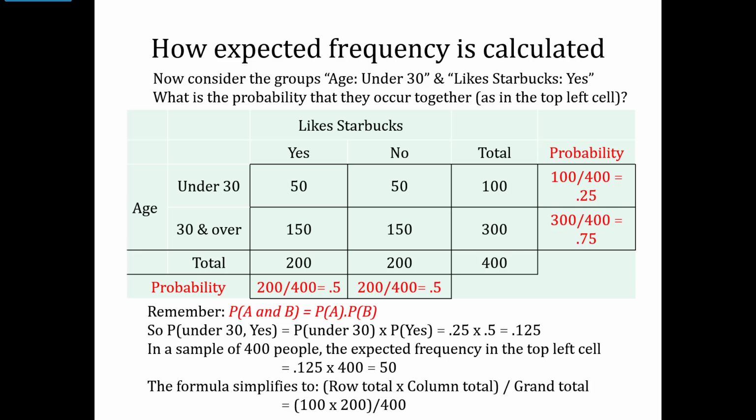If you work it out algebraically, the formula for calculating the expected frequency simplifies to row total times the column total divided by the grand total.